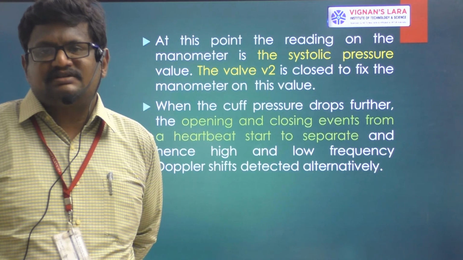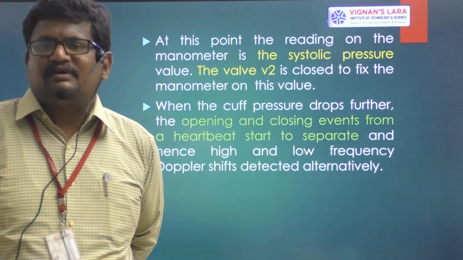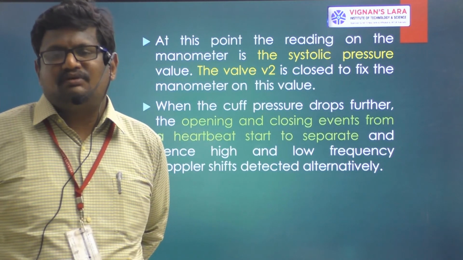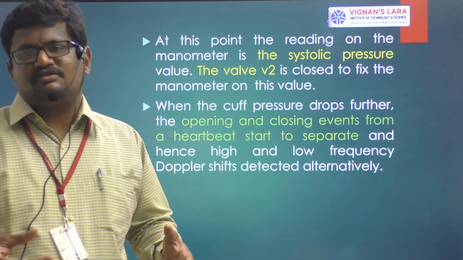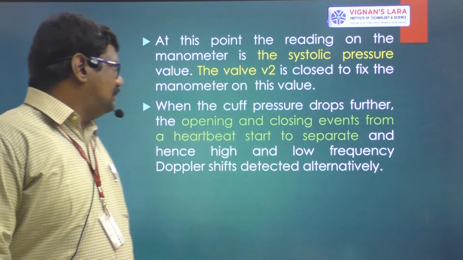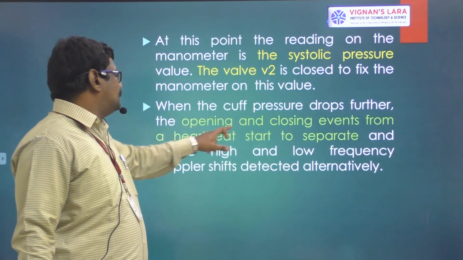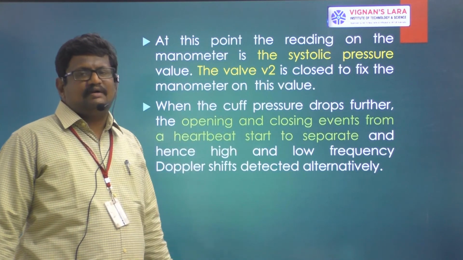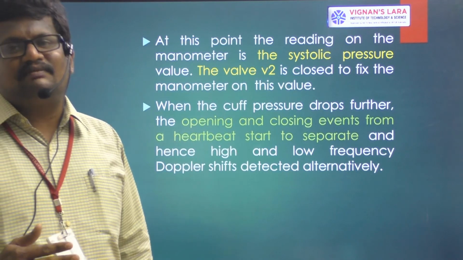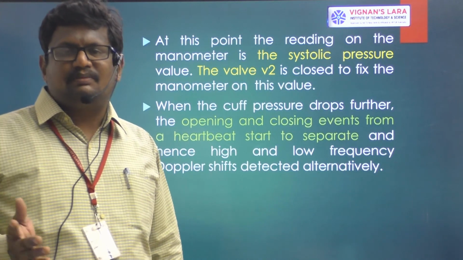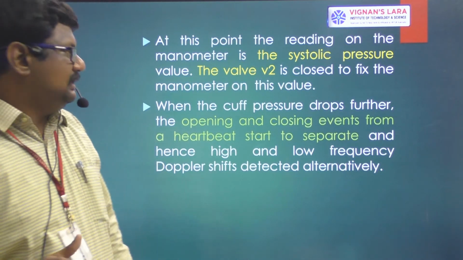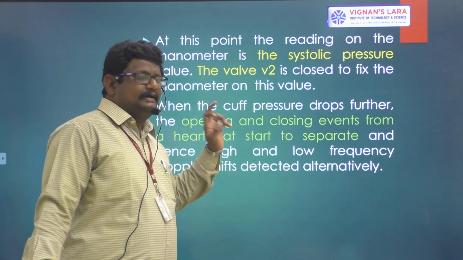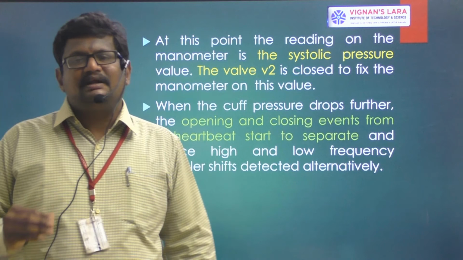As per yesterday's discussion, the cardiac sounds will be switched off because the blood starts to flow freely without any hindrance. As per today's concept, it is the second Doppler shift of frequency. When the cuff pressure drops further, the opening and closing events of the heartbeat start to separate. That is the point where the blood starts to flow freely. High frequency and low frequency Doppler shifts are detected alternately, and that is said to be the diastolic pressure.